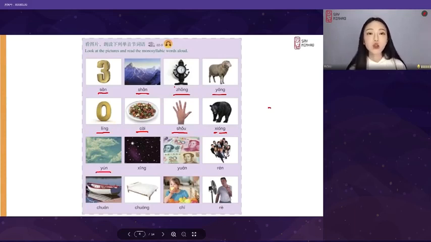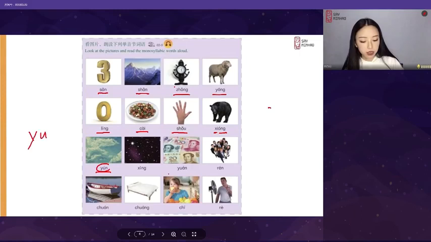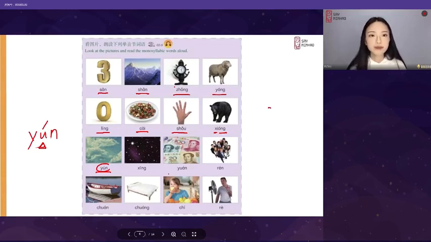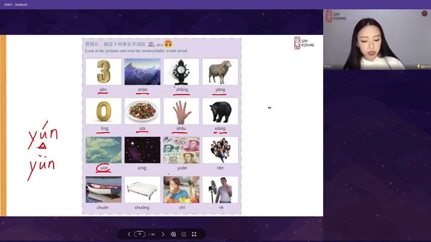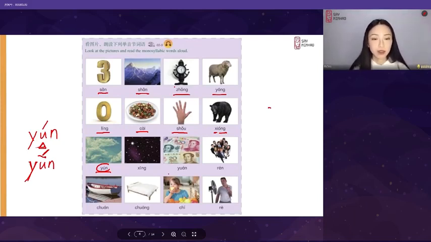Cloud in Chinese is yun. We can see this thing here. The pinyin is written like this. Is this wu or yu? So this is yu actually, right? But because what? We should get rid of this. Because the initial is y, right? Then we should get rid of the two dots and put the umlaut mark on it. Okay? This is the rule we learned last lesson. Please try to review it if you've forgotten.